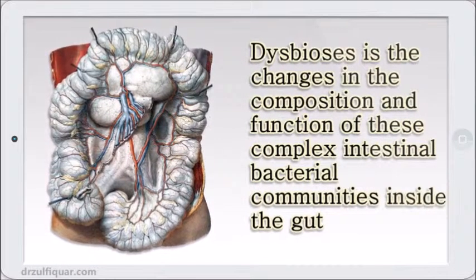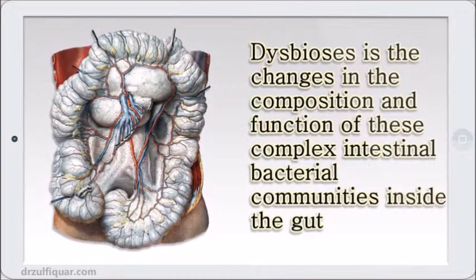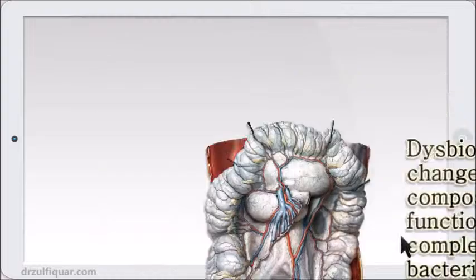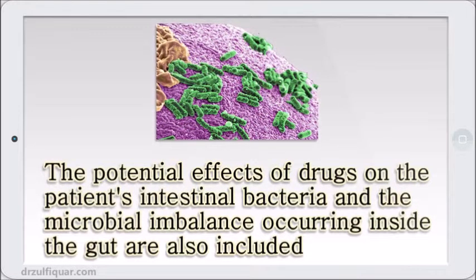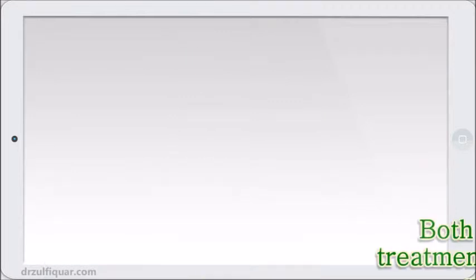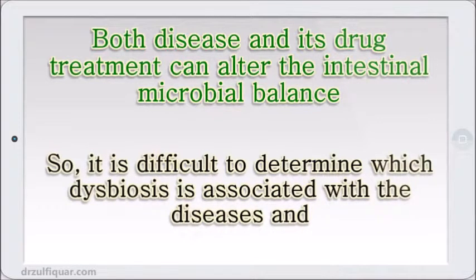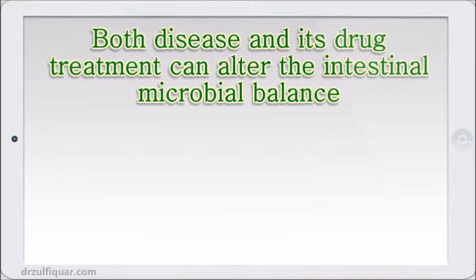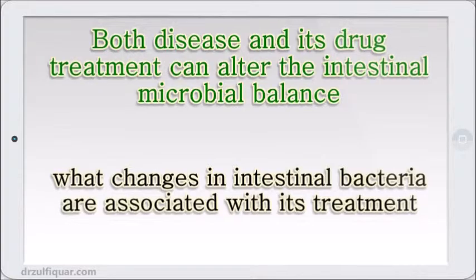Dysbiosis is the changes in the composition and function of these complex intestinal bacterial communities inside the gut. The potential effects of drugs on the patient's intestinal bacteria and the microbial imbalance occurring inside the gut are also included. Both disease and its drug treatment can alter the intestinal microbial balance, so it is difficult to determine which dysbiosis is associated with the disease and what changes in intestinal bacteria are associated with its treatment.